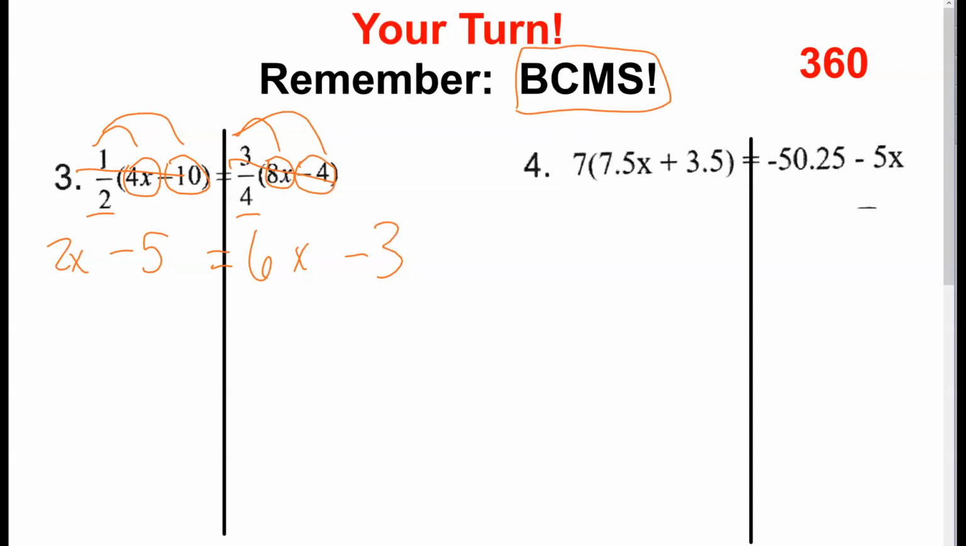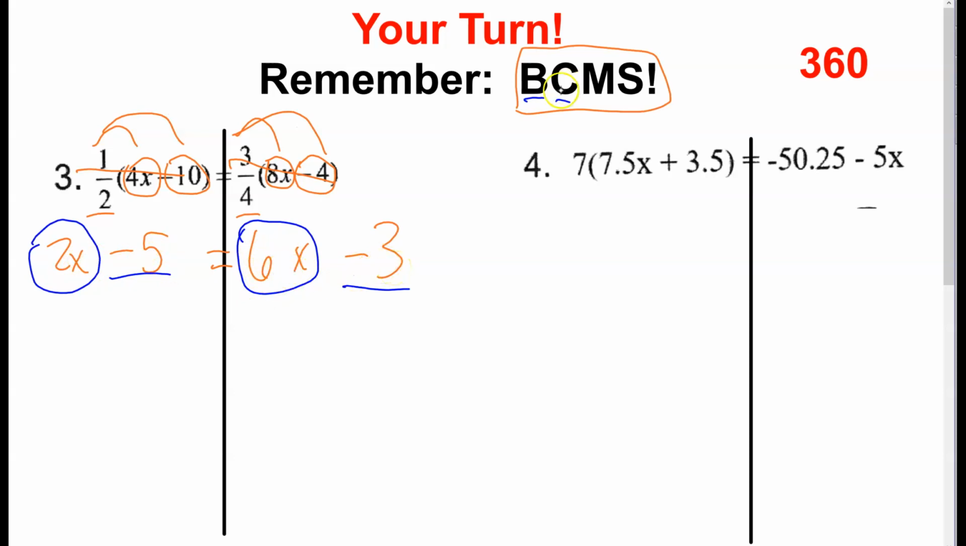So now my next step is to think about C. We did B, begin with parentheses. Now I'm on to C. So I'm going to combine like terms on the same side of the equal sign. If you look here, I've got a 2x and a -5 on the left-hand side. Those aren't like terms. This is an x term with a variable x. This is just a normal constant number. Can't combine those. This is a 6x, and this is a -3. Those cannot be combined either.